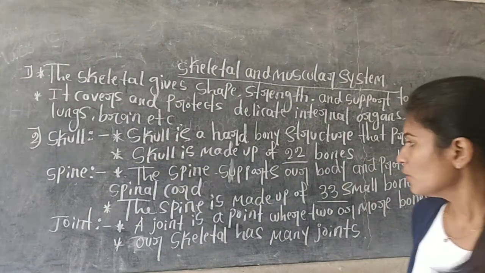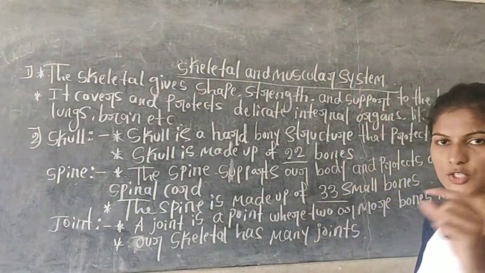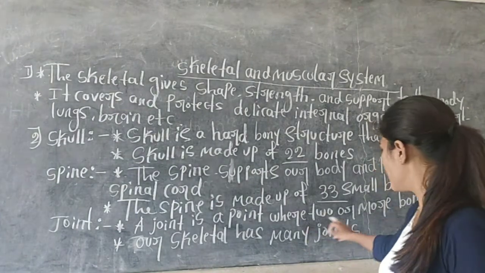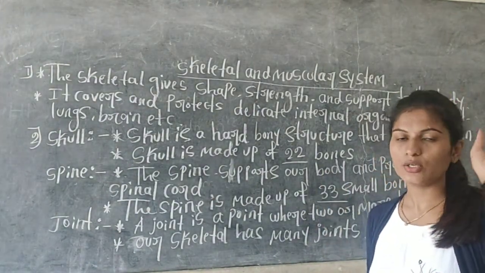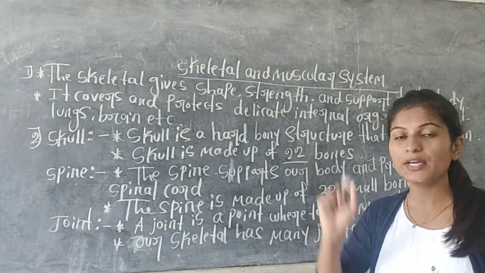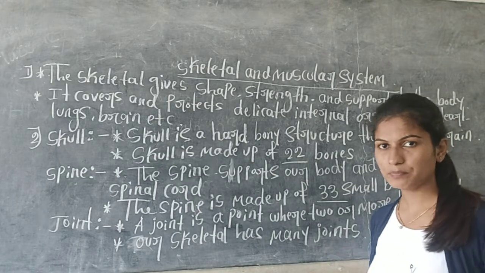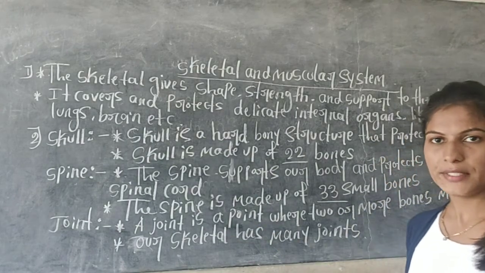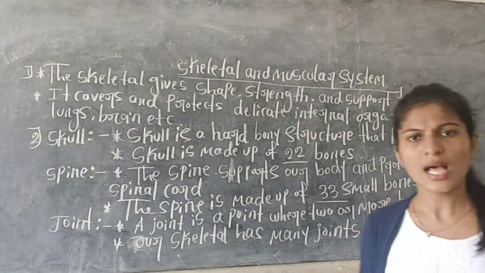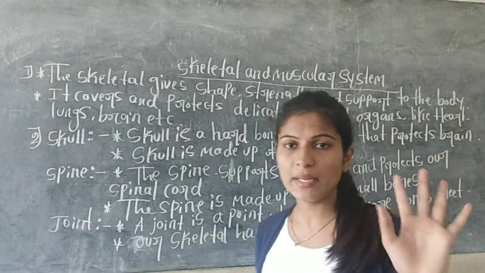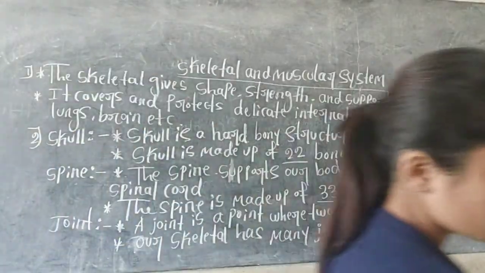What is a joint? A joint is a main point where 2 or more bones come and meet. That is called a joint. And the next one is that our skeleton has many joints. So these are the 2 questions.